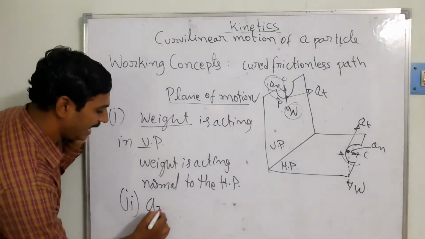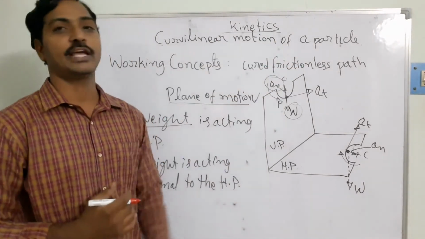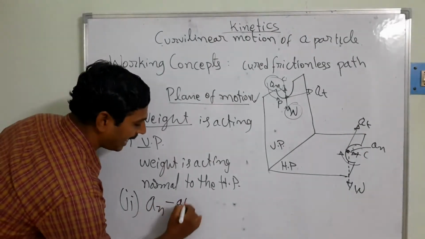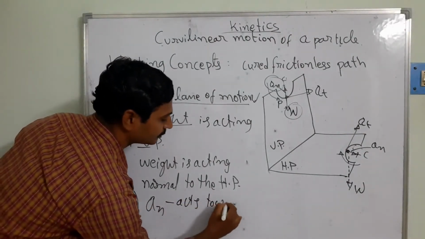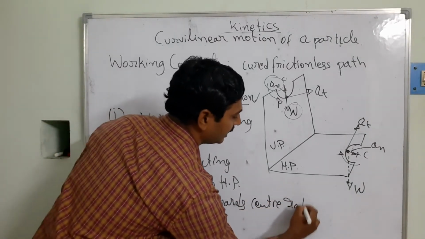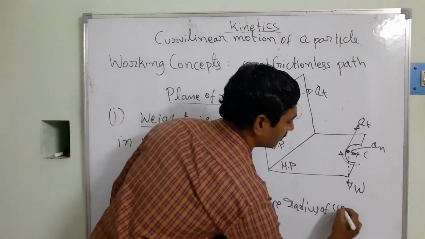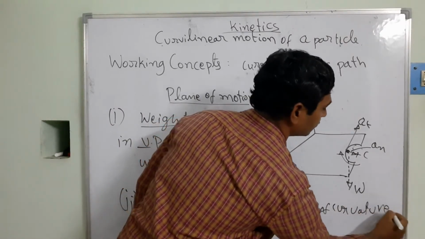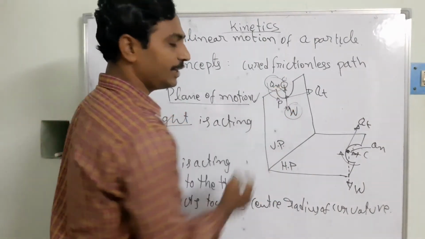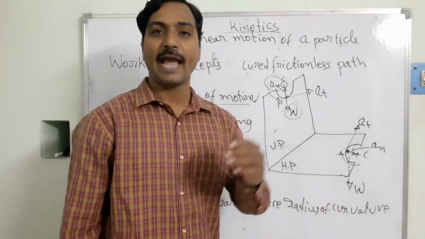There we can see AN, where it is always acting towards the center of the radius of the curvature, right? AN acts towards the center of the radius of curvature. So there we can see AN always acting towards the center. Even though it is acting in the vertical plane or in the horizontal plane, it is going to be acting towards the center.